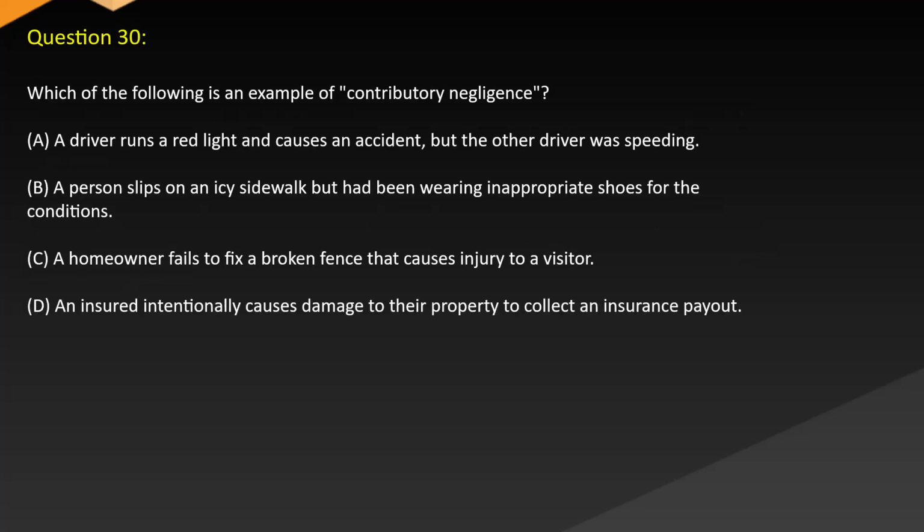Question 30. Which of the following is an example of contributory negligence? A. A driver runs a red light and causes an accident, but the other driver was speeding. B. A person slips on an icy sidewalk but had been wearing inappropriate shoes for the conditions. C. A homeowner fails to fix a broken fence that causes injury to a visitor. D. An insured intentionally causes damage to their property to collect an insurance payout.